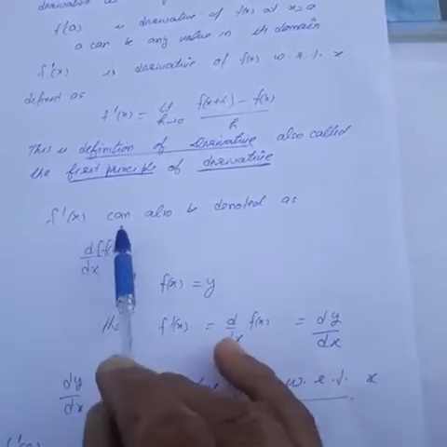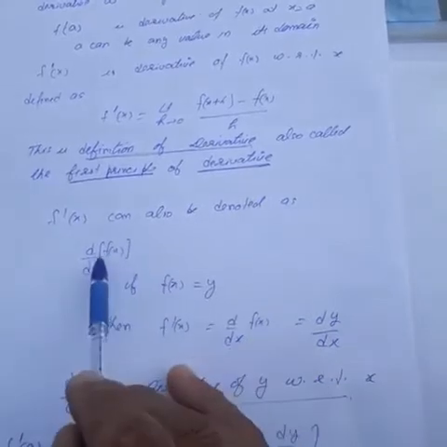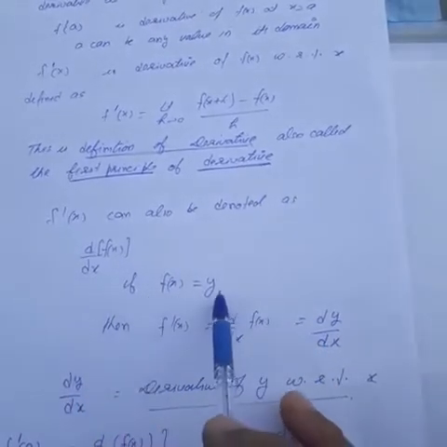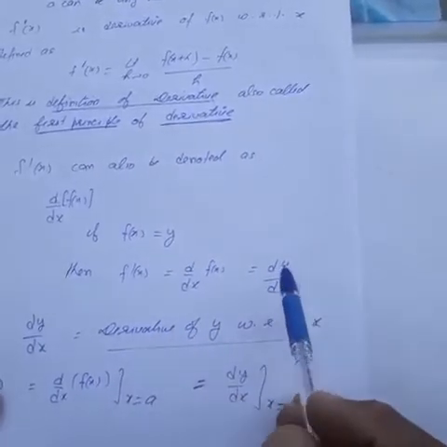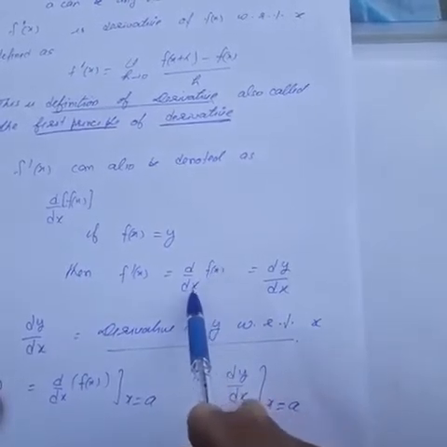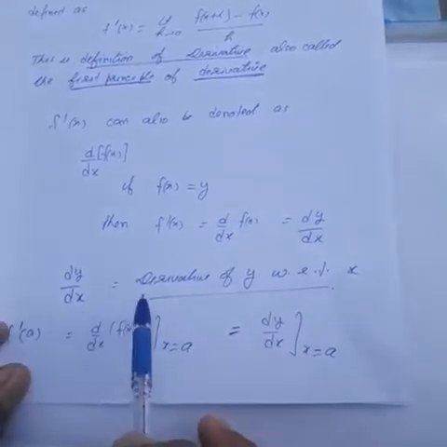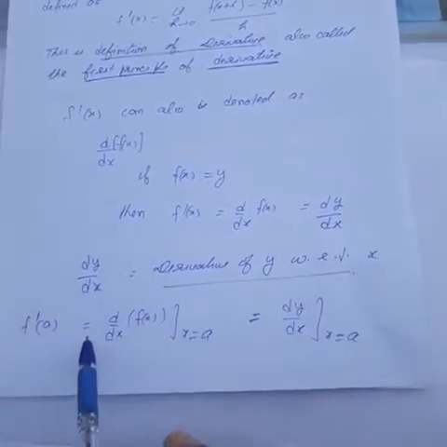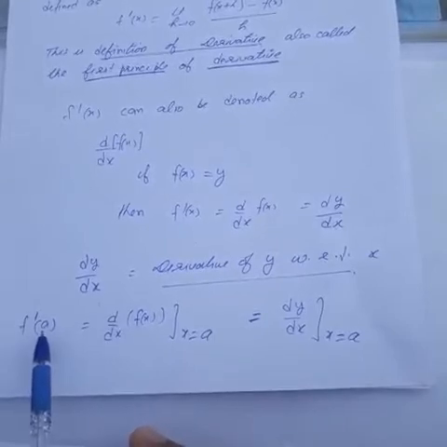So f'(x) is the derivative of f(x). f'(x) can also be represented as d/dx of f(x). And if f(x) is equal to y, then f'(x) can also be written as dy/dx. d/dx of f(x) means the derivative of f(x) with respect to x. So dy/dx we will call the derivative of y with respect to x. And what is f'(a)? It is the derivative of f(x) at a particular point a.